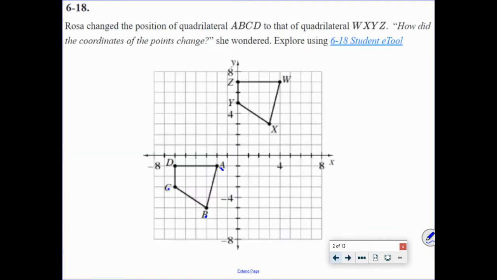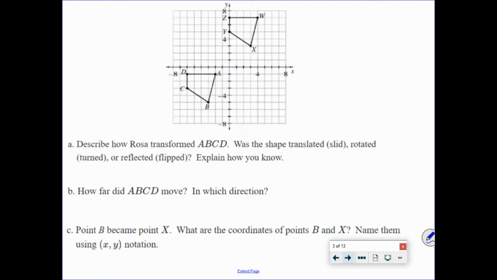Write down 618A. Describe how Rosa transformed ABCD. Was the shape translated, rotated, or reflected? And explain how you know. So look at it really quickly. Did she translate it, rotate it, or reflect it? And explain how you know.